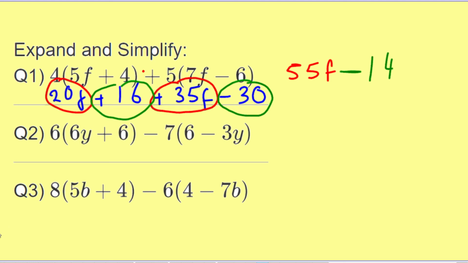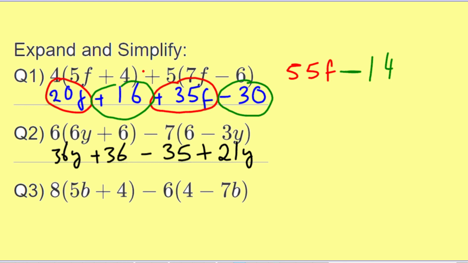Okay. Next one. Expand the bracket. 36y plus 36. So we've got negative 7 multiplied by 6, which is going to give us negative 35. And now we've got negative 7 multiplied by negative 3y. Remember, two negatives when they're multiplied cancel each other out. So that's going to become positive. 7 times 3 is 21y.